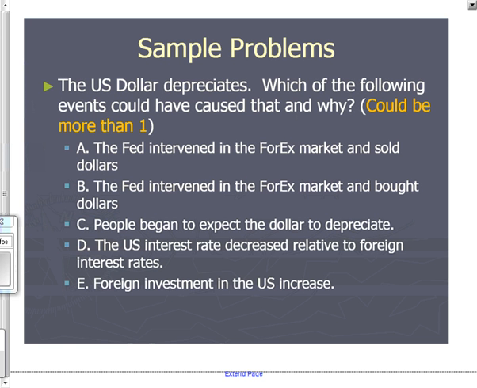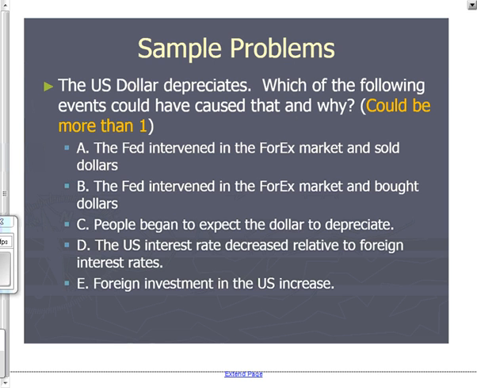So here's a sample multiple choice problem. Which of the following events could have caused that and why? So the dollar depreciates. What could have caused that and why? Take a minute, look at all these. You may want to pause it and look at it for a second before we go through this. If you're going to hit the pause button, do so now.